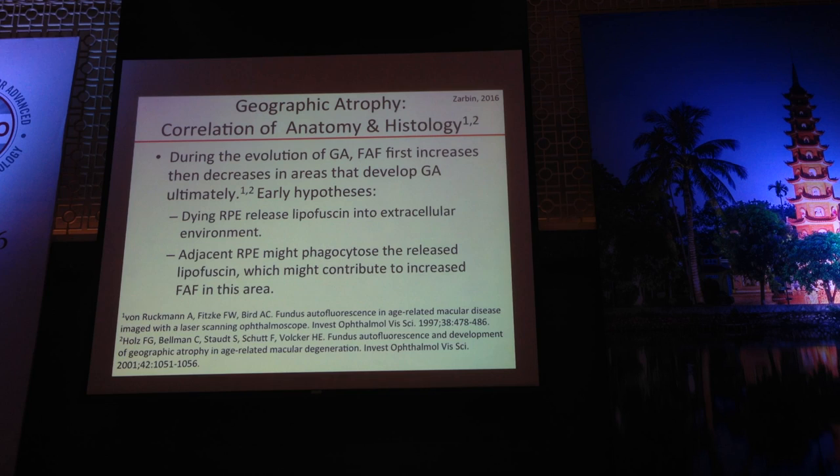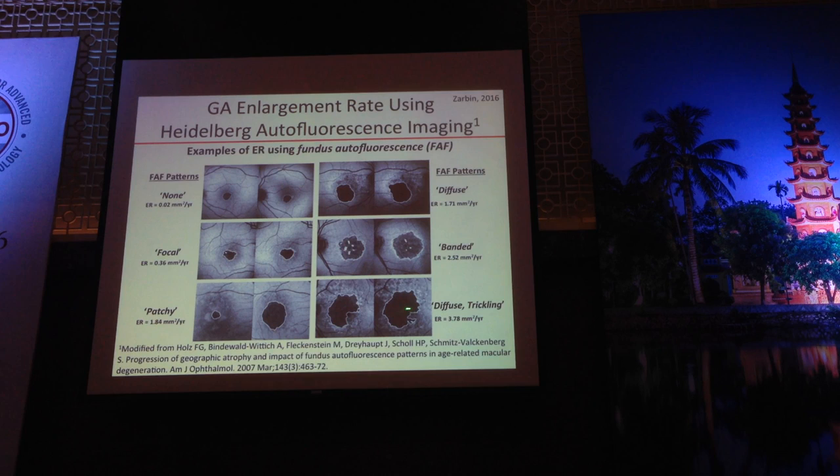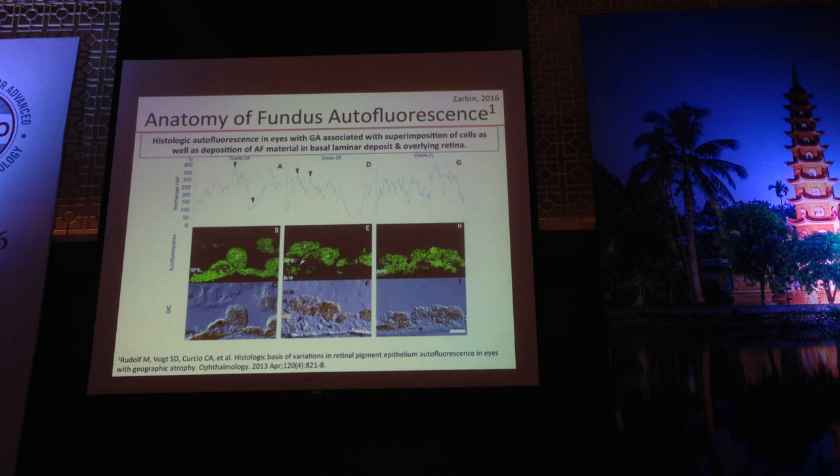And initially, it was thought that dying RPE released lipofuscin and the adjacent RPE phagocytize it, and that's why you get the increased atrophy. That hypothesis turns out not to be true. But looking at these patterns has led to a variety of ways of characterizing and trying to predict who's going to develop atrophy fastest, and of course this is the work of Dr. Holz and his colleagues.